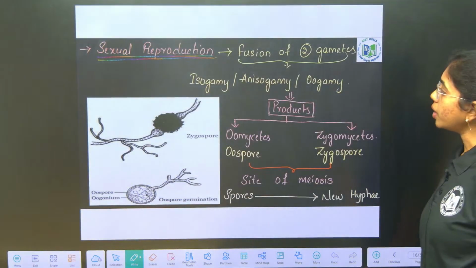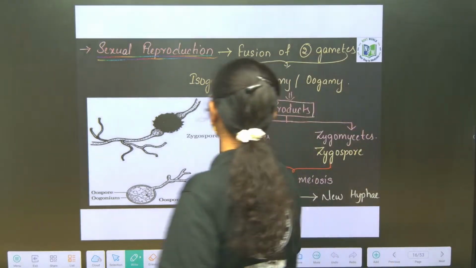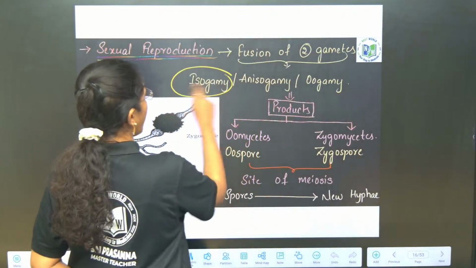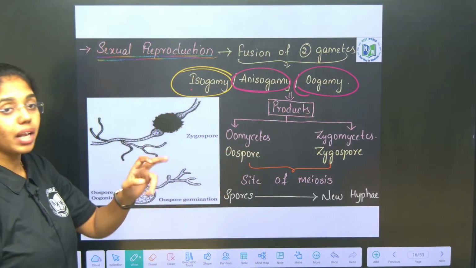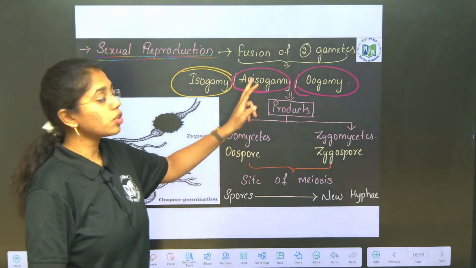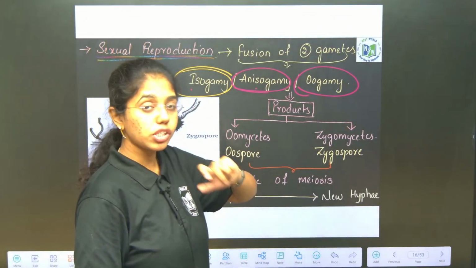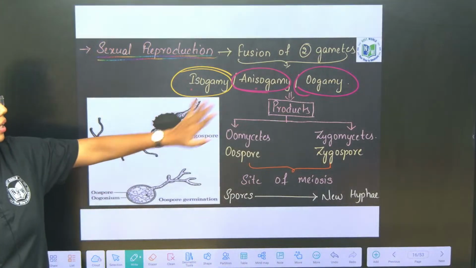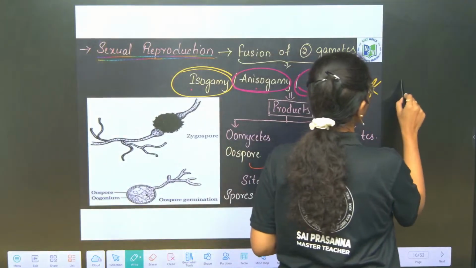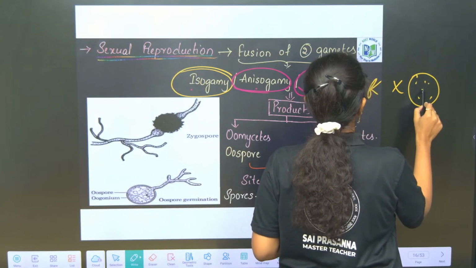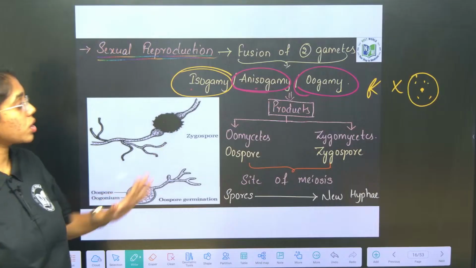Sexual reproduction includes fusion of 2 gametes. There are 3 modes of sexual reproduction: fusion of gametes can occur through isogamy, anisogamy and oogamy. Isogamy is when 2 gametes are similar in morphology and physiology. Anisogamy is when there is either morphological or physiological differentiation between the gametes. If a small motile male gamete fuses with a large non-motile female gamete, it is called oogamy. Isogamy, anisogamy and oogamy. Hope this is clear to all of you.